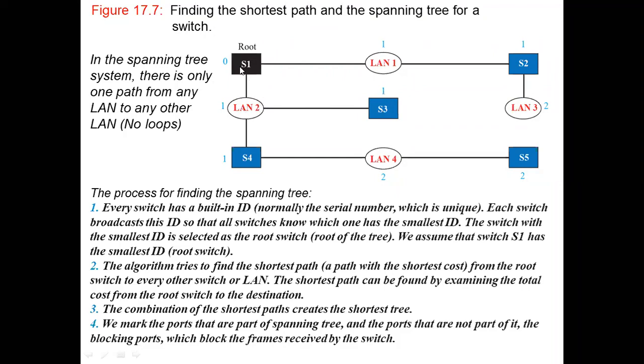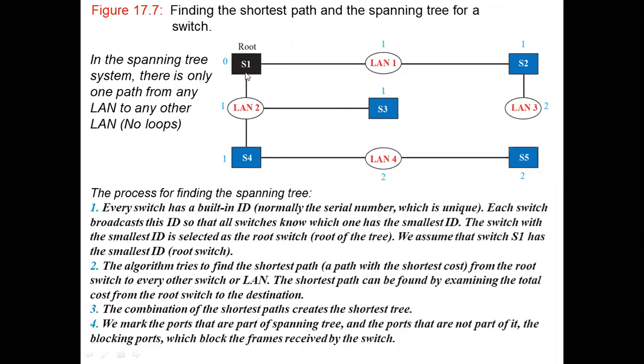Similarly, here from root switch to switch 4, if you want to calculate: from switch to LAN, the hop count is 1, therefore the cost is 1. From LAN to switch 4, the hop count is 0, therefore the cost will remain 1 itself.